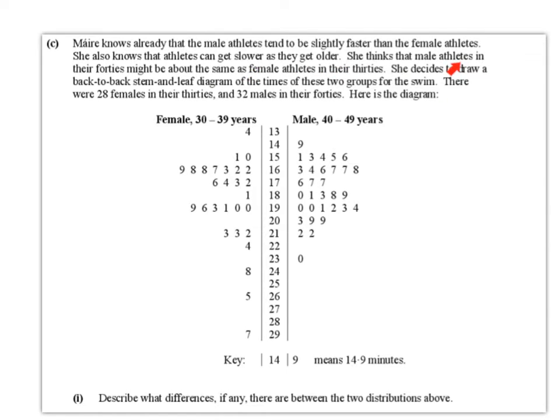Here is the diagram. So here's our stem and leaf. We have females on the left, 30 to 39 years, and we have males on the right, 40 to 49 years. And our key tells us that 14/9 means 14.9 minutes. So, for example, this 0 here is 23.0 minutes. This 4 here is 19.4 minutes. This 3 here is 15.3 minutes. This 2 here is 16.2 minutes, and so on.